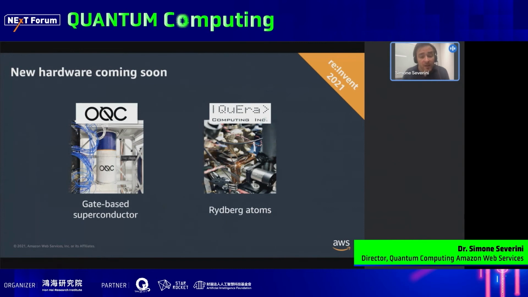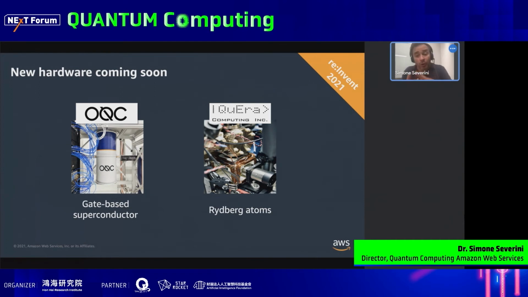But last week at re:Invent, the AWS annual conference, we also announced that we are working on the integration of processors built by 2 other startups, OQC, which is Oxford Quantum Circuits, and QuEra. Oxford Quantum Circuits is a UK-based startup, and they have their own twist on the gate-based superconducting processor. This is the so-called Coaxmon. This is in Europe. And I hope that what we are doing together with Oxford Quantum Circuits will support positively the UK quantum technologies landscape.